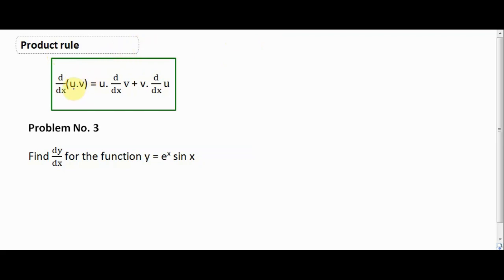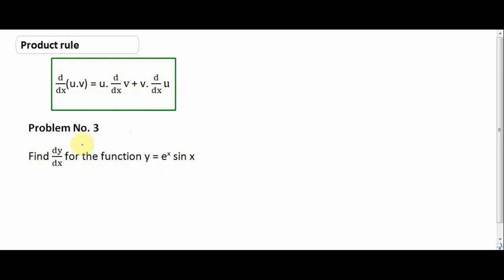So that's the answer. Now let's have a look at the product rule in differentiation. Suppose we have two functions u and v defined on the variable x. Then d by dx of u into v, that is the derivative of the product of the two functions, will be equal to u into d by dx of v plus v into d by dx of u, that is, the first function into the derivative of the second function plus the second function into the derivative of the first.